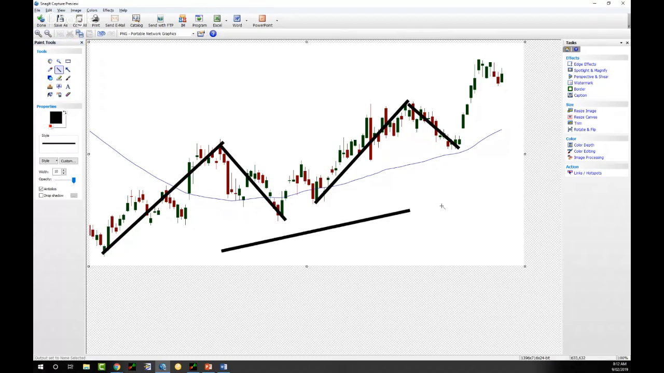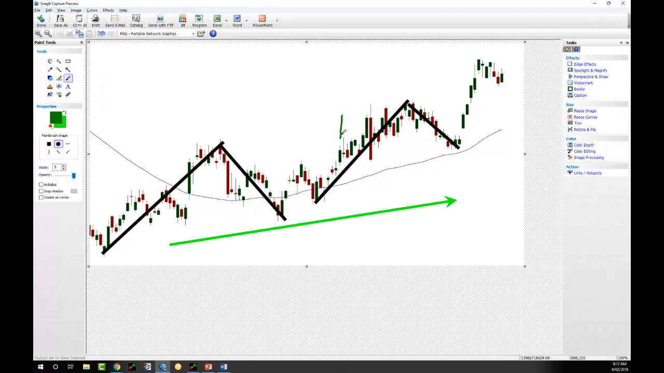And then guess what happens? So then we have a pullback, which is known as a time phase. So this one here is a price phase, and this is a time phase. This is using a lot of energy. This is building energy. And then we had this gap up, and this is now another price phase, and now we're going through another time phase.